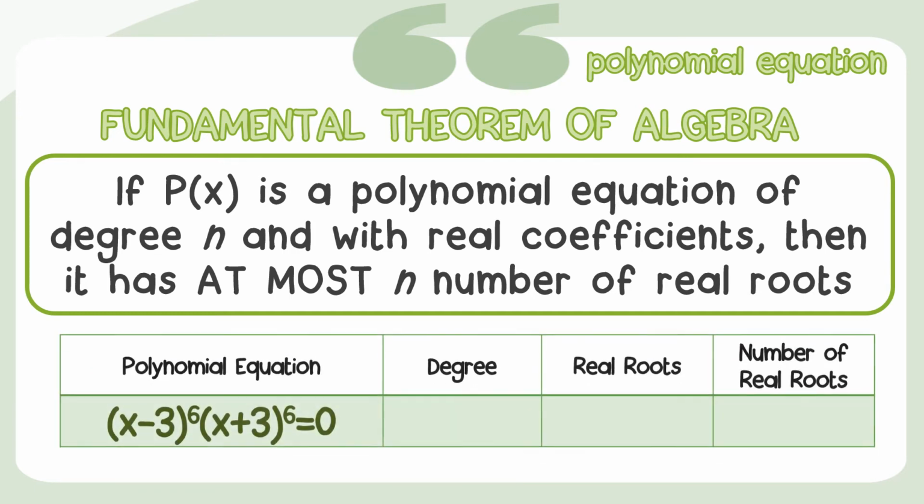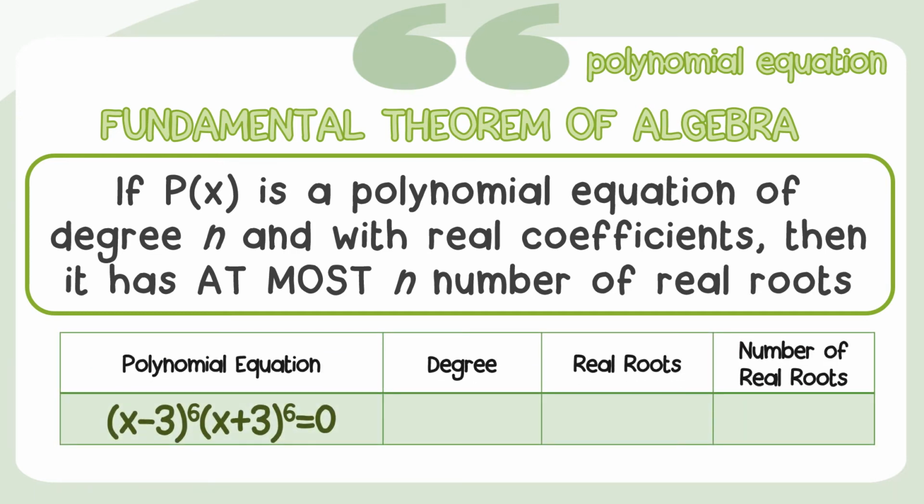For example, ayan. Ano ba ang degree ng polynomial equation na ito? Hindi 12. This is degree 2 only. Kasi 6 na x minus 3 at 6 na x plus 3. Ay, sorry, degree 12. Yan. Degree 12. 6 and 6. This is 12. Now, what are the real roots? We have 3 and negative 3.